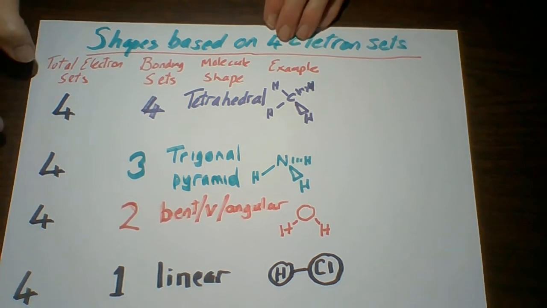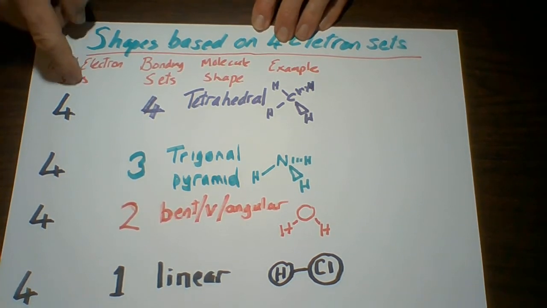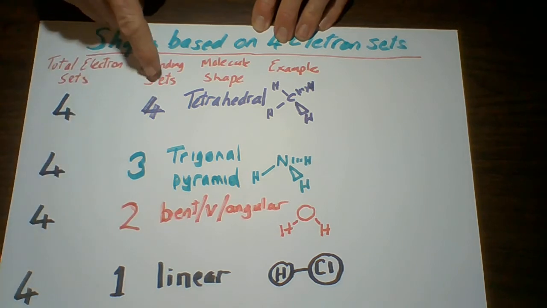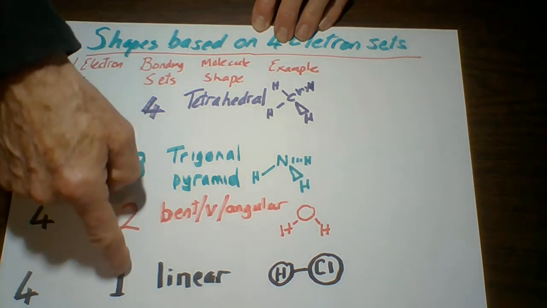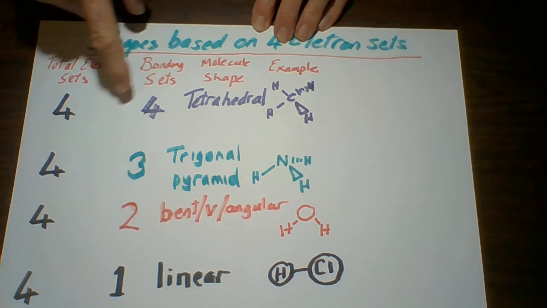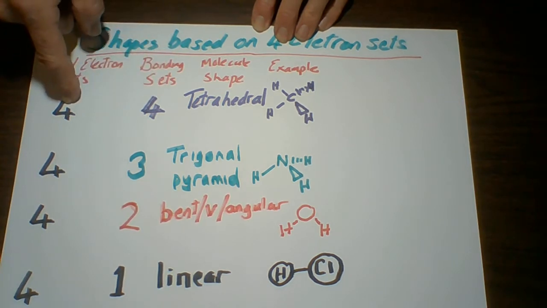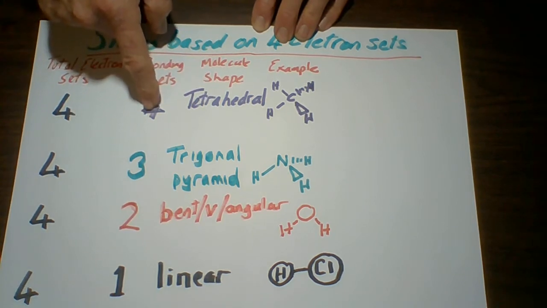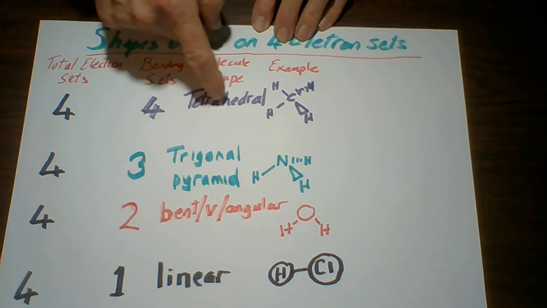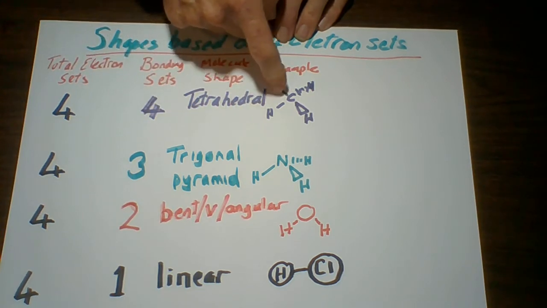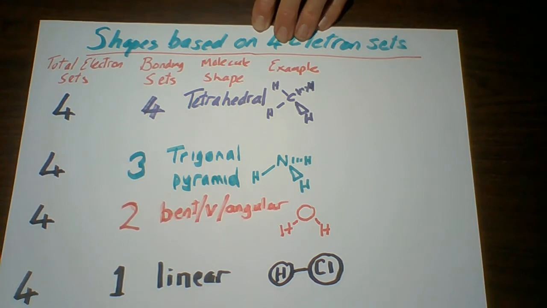Rightio. So we've got some columns here. We've got the total number of electron sets, which of course is always 4. And this can actually lead to 4 different shapes depending on how many of the sets are bonding sets. So here we've got 4 electron sets in total, and for this row, 4 of them are bonding sets. Gives us a tetrahedral shape. As an example, I put down methane. So what's this tetrahedral business?